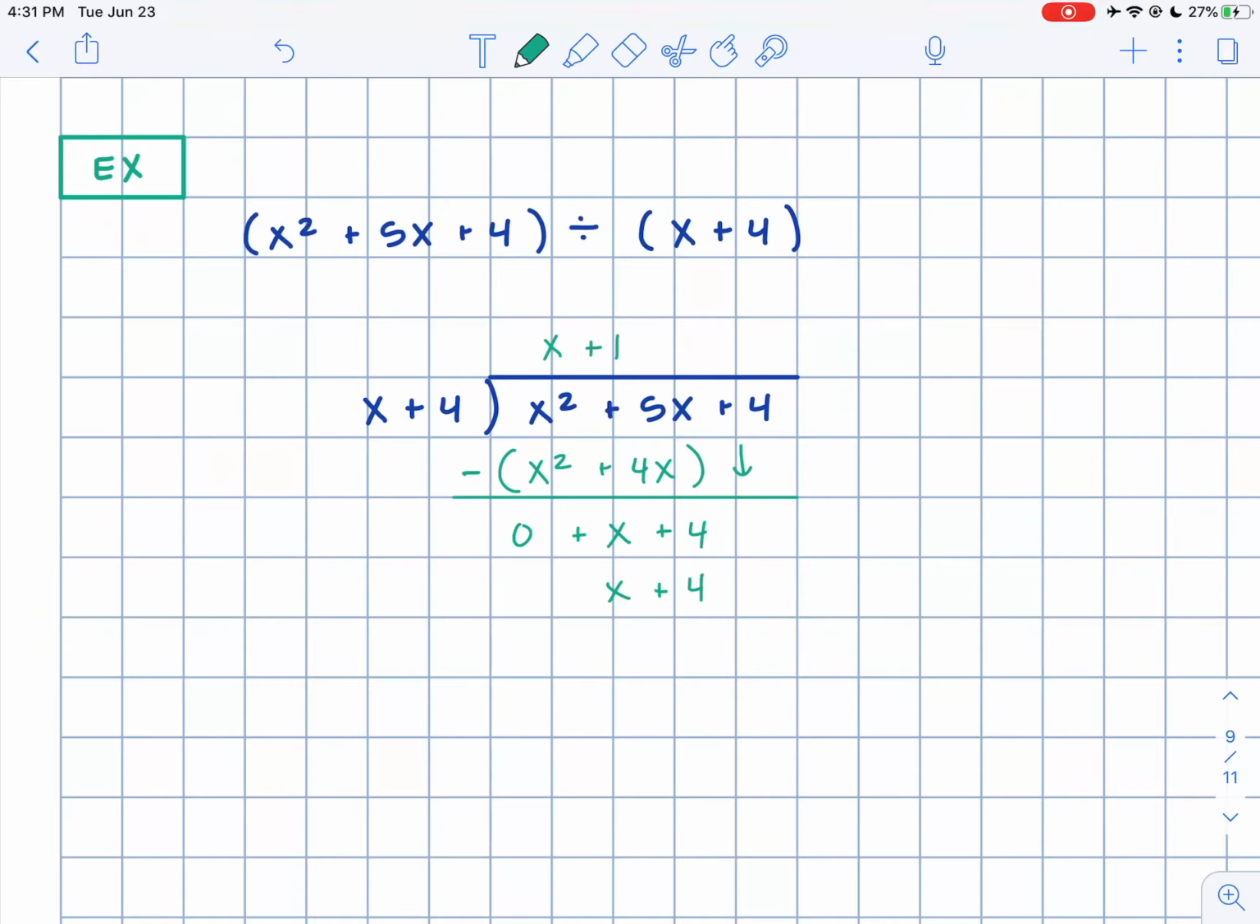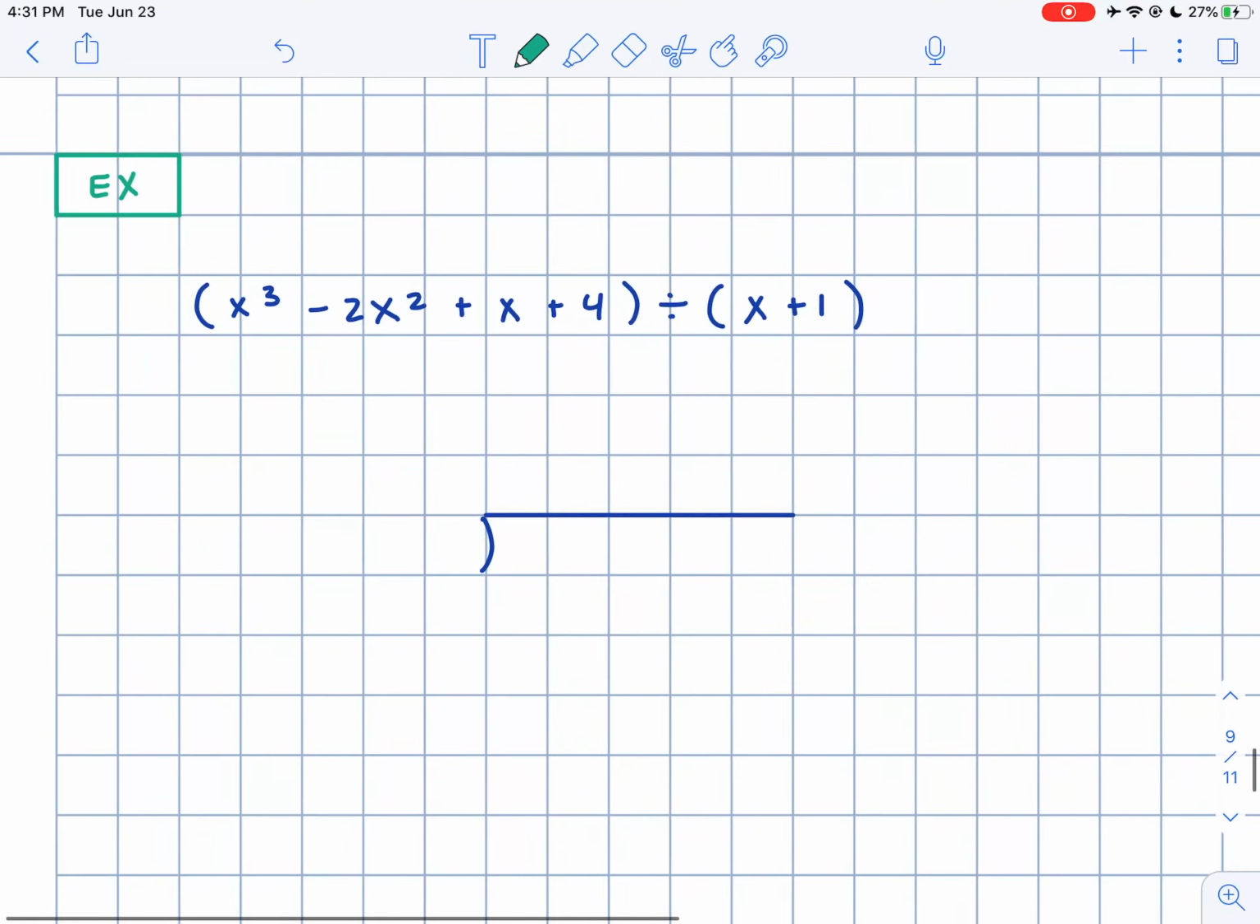1 times 4 is plus 4. And remember, we have to subtract the whole thing. So this minus sign is going to this x and is going to the 4. So now let's subtract. X minus x, that's just 0. 4 minus 4, that's just 0. So our answer here is x plus 1 with the remainder of 0. And our answer is in descending order, as it should be. Now let's do something a little more complicated.